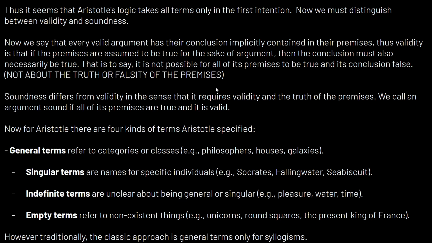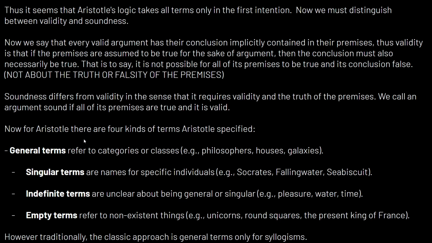every valid... we have to distinguish validity and soundness. Now, we say that every valid argument has its conclusion implicitly contained in its premises. Thus, validity is that if the premises are assumed to be true for the sake of the argument, then the conclusion must also necessarily be true. That is to say, it is not possible for all of its premises to be true and its conclusion false. So, validity is not about the truth or falsity of the premises.